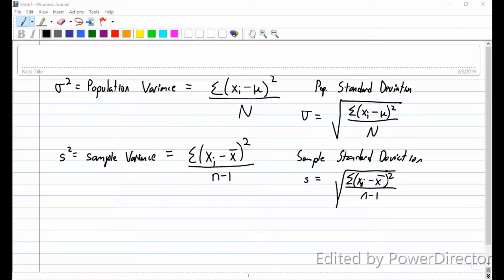So not only is standard deviation the square root of the variance, it's also a measure of how much data varies about the mean. So it tells you how much the overall set of data varies about the mean of the set of data. So what are some properties of standard deviation?